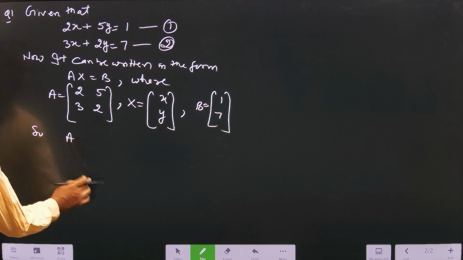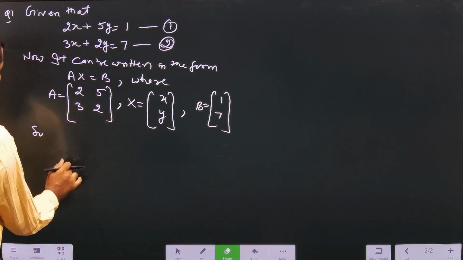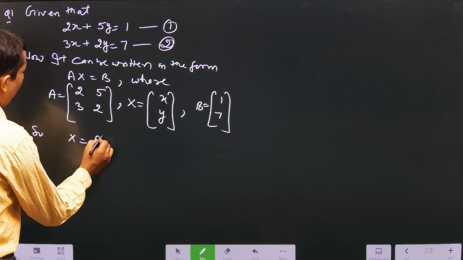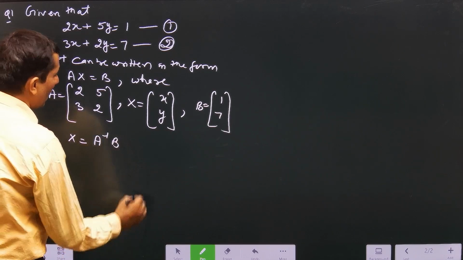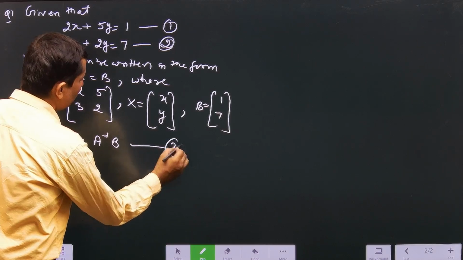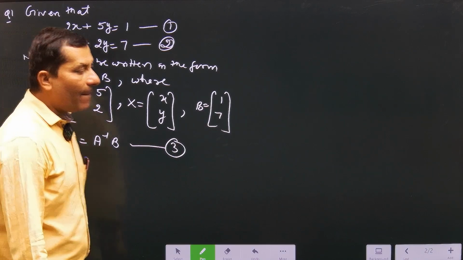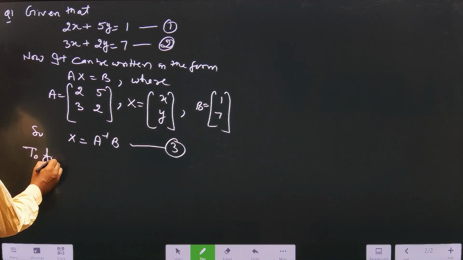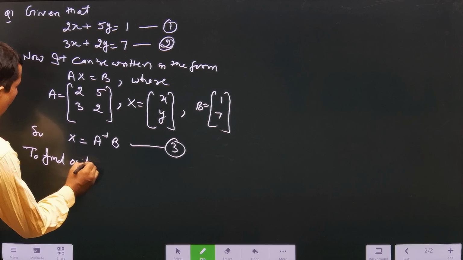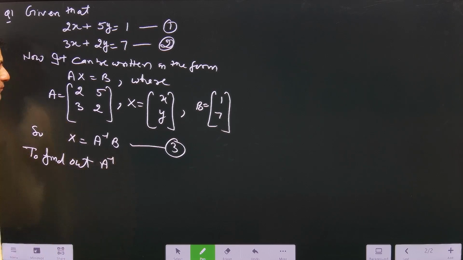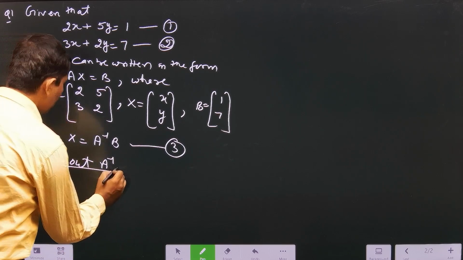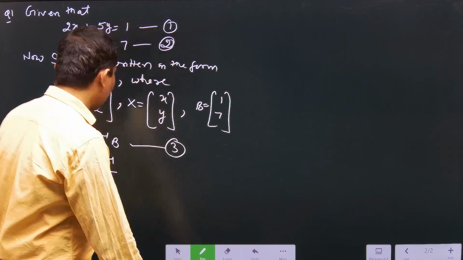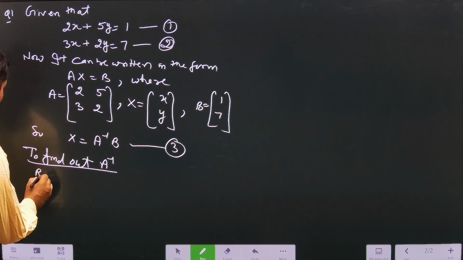So X = A inverse B. This is your third equation. Now, to find A inverse, first of all we will find the cofactors. Now expand it according to R1.